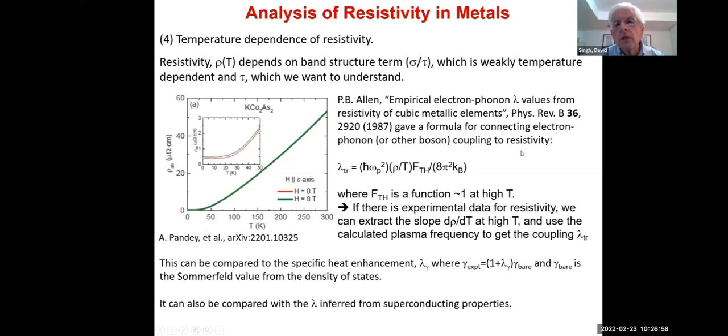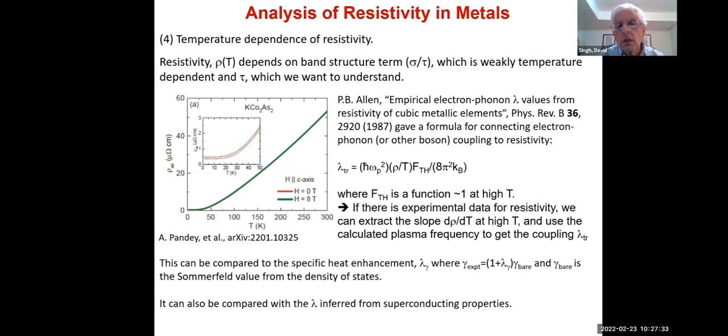So there's a paper. This is a work of Phil Allen from Stony Brook. There's a paper from 1987 where he shows how you extract electron phonon lambda values from the resistivity of metals. And it's a rough formula, but it's a useful formula. So there's a formula for connecting the electron phonon, or in fact, other bosonic coupling, so it could be electron magnon or something like that, coupling to the resistivity. And so this is the formula that was given in that paper.